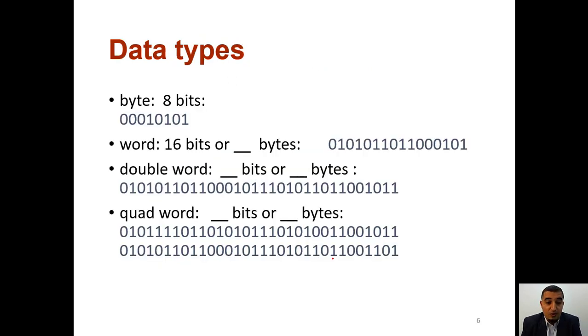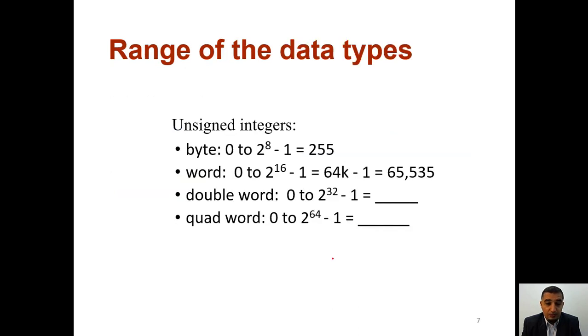Now, data types. A byte is 8 bits, a word is 16 bits, a double word is 32, and a quad word is 64. We have some unsigned integer values. A byte, since it is 8 bits, is from 0 to 2 to the power 8 minus 1. Word is the same, and quad word and double word are the same.